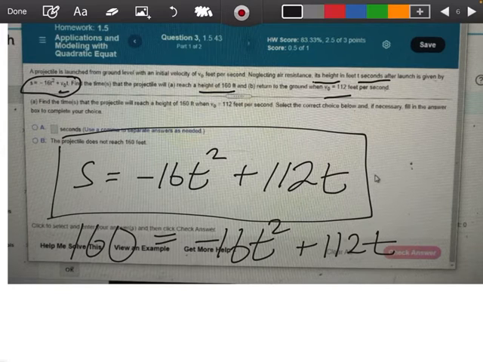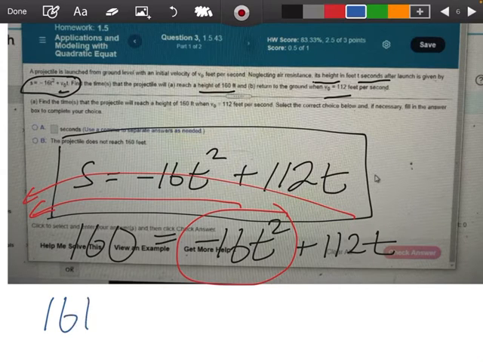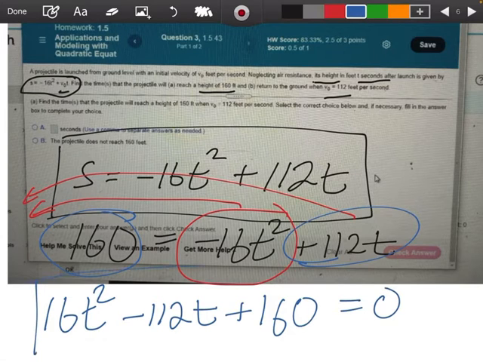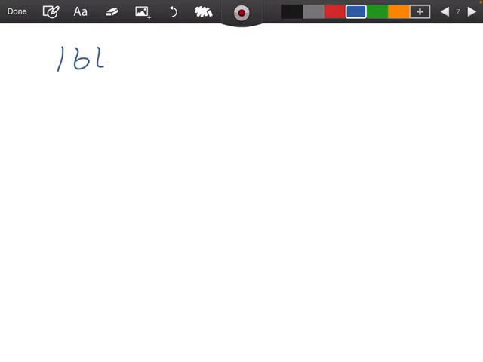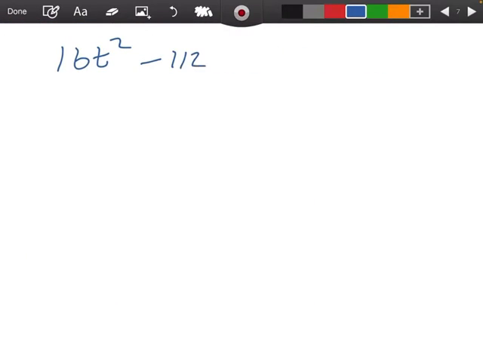What I'm going to do, y'all, is I usually don't like this guy here to be negative. So I'm going to move both this one and this one to the other side. When we do that, we get 16t squared, and this becomes a negative 112t. This guy was already on the left side, so that's still positive 160, and now this is equal to 0. I'm going to write that same equation on the next slide so that I can work this out: 16t squared minus 112t plus 160 equals 0.